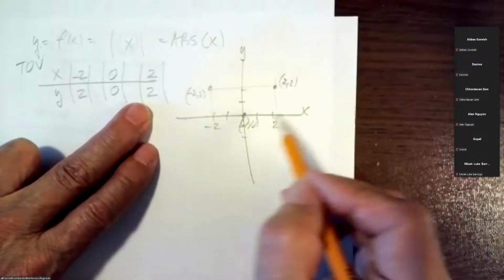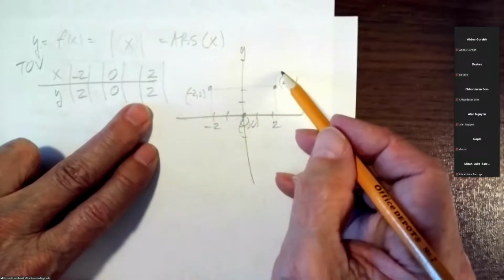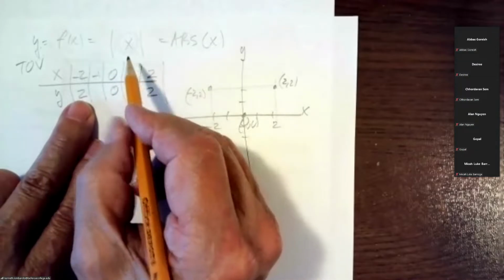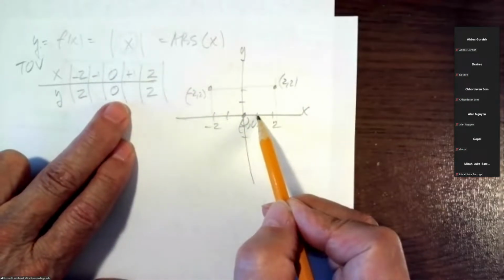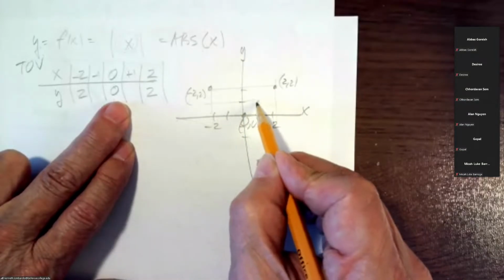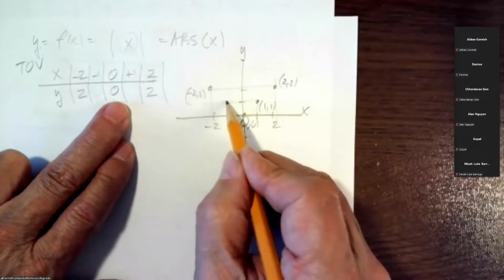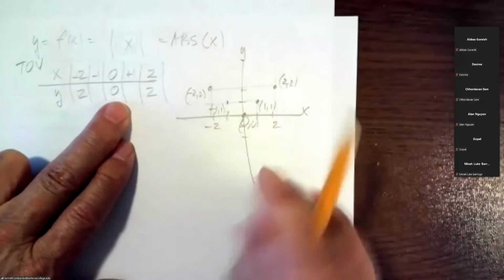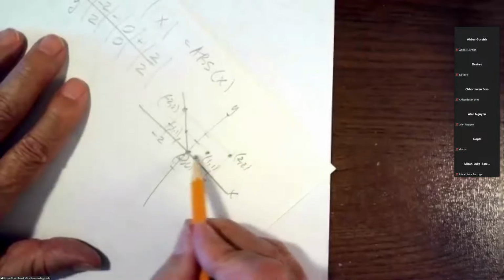Now, from just those 3 points, that could be a parabola, or who knows what that could be. So let's plot one more point. Let's say -1 and +1. Let's plot a point at +1. Well, at +1, we're still going to be at 1 for y, aren't we? So we're going to have a point here at 1 and 1, and back here, a point at -1 and 1. So it looks like our graph is going to go like this.